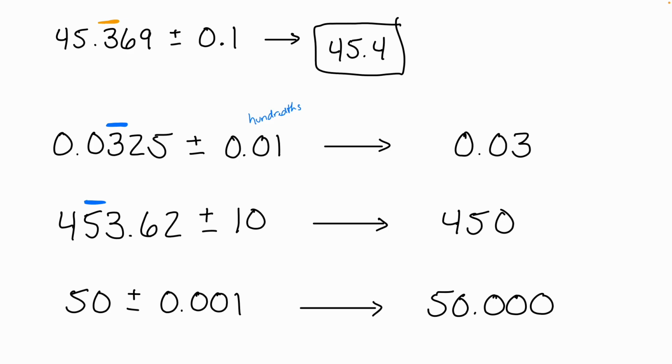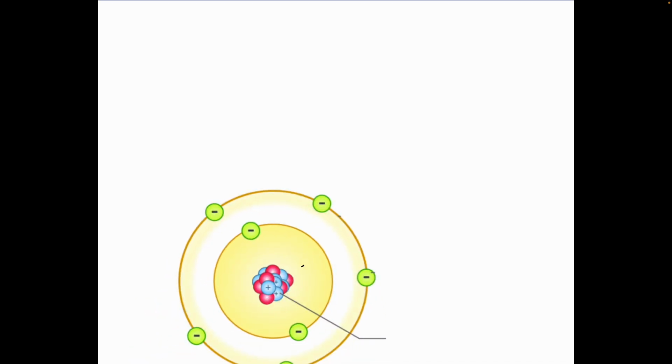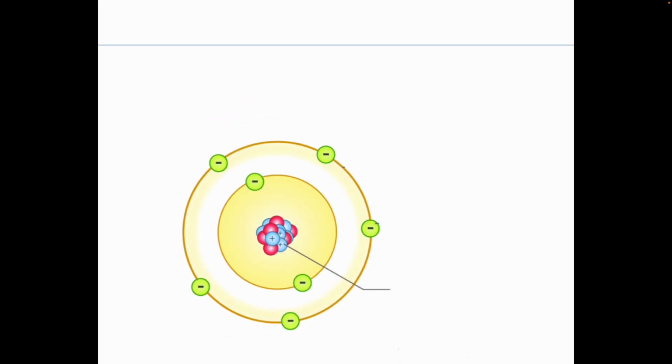Cool. All right, so this is a chemistry class, so we should probably start talking about atoms and elements and all that other stuff, right? Instead of just doing math all the time. Okay, cool. So let's go back and review the basis of chemistry. We're going to start at the beginning, talk about the anatomy of an atom.